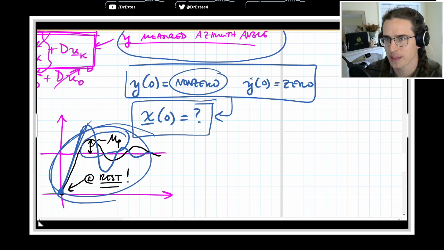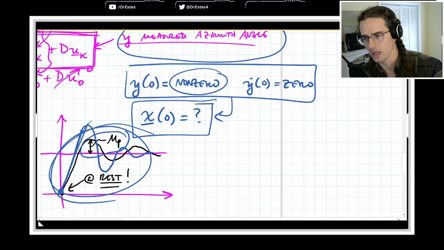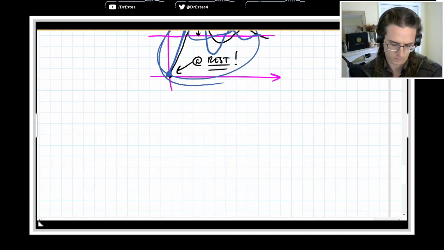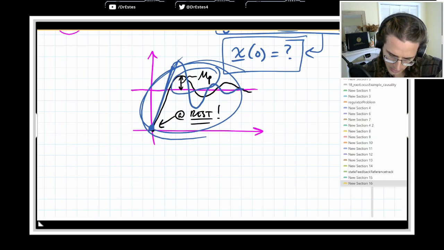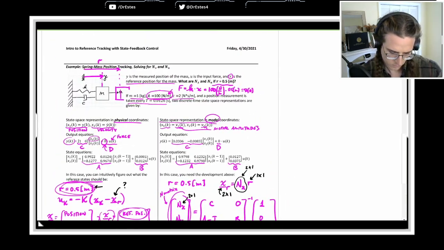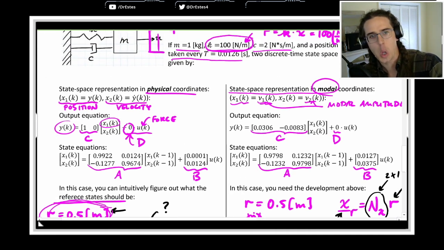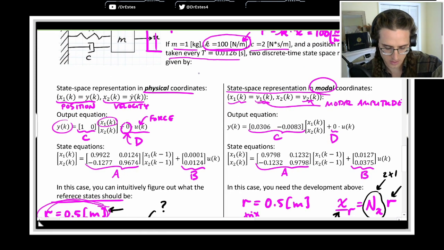Are there any other questions I skipped? Kind of scrolling here. If we were in modal coordinates, how do we know that the output y is position? So modal coordinates. Let's say, maybe I should go back here. Okay, so let's start with physical coordinates.